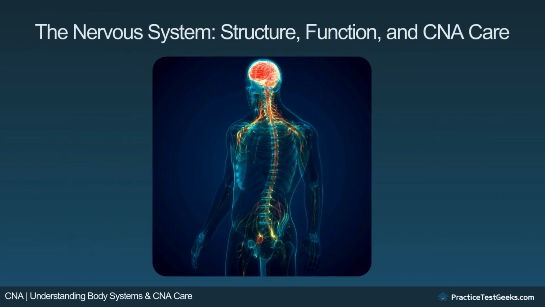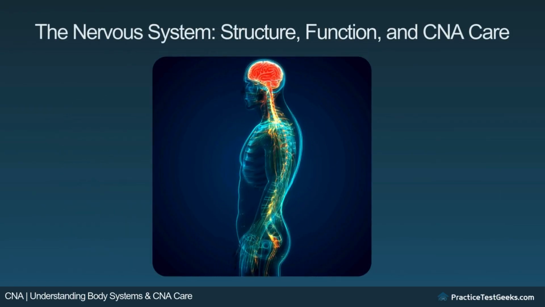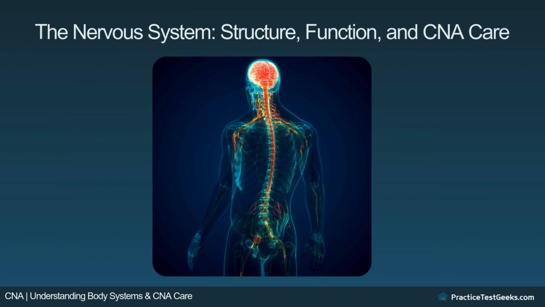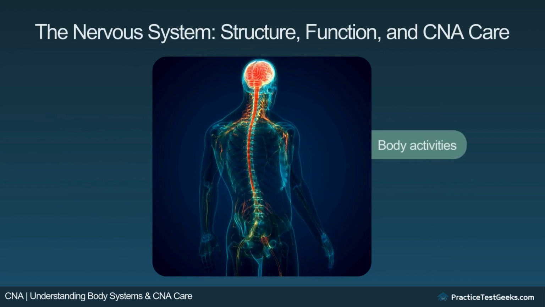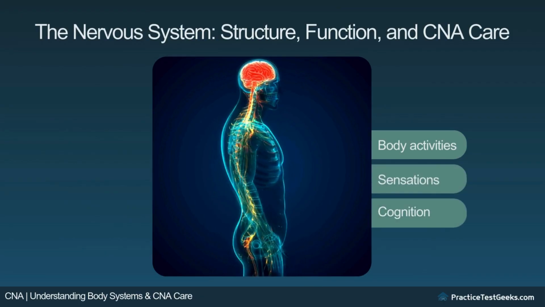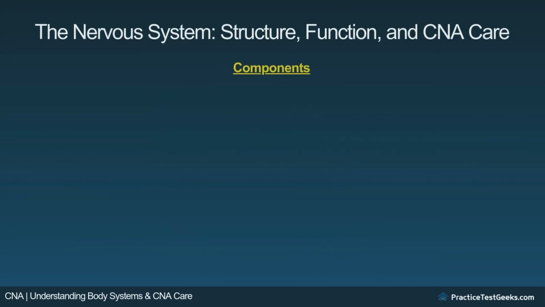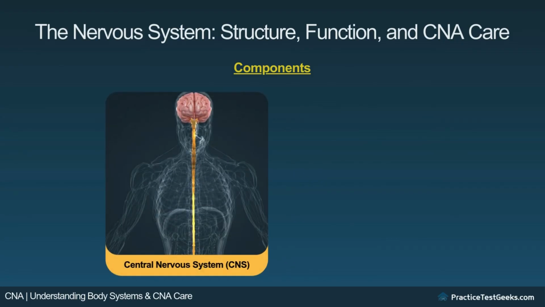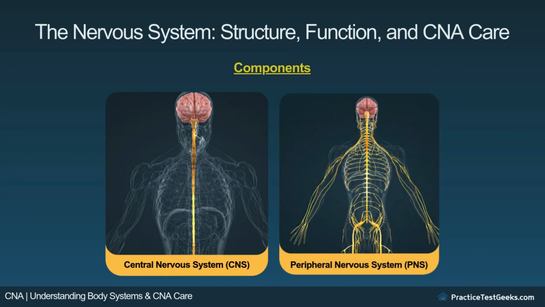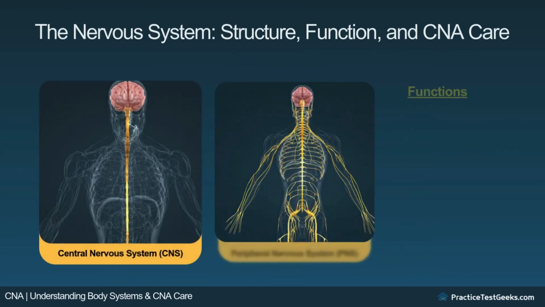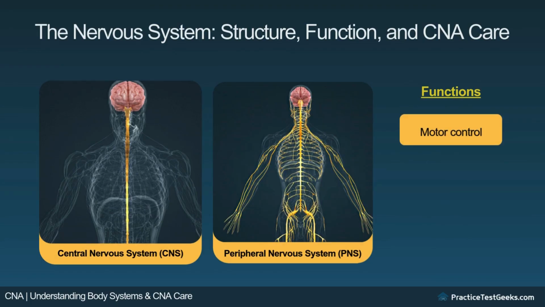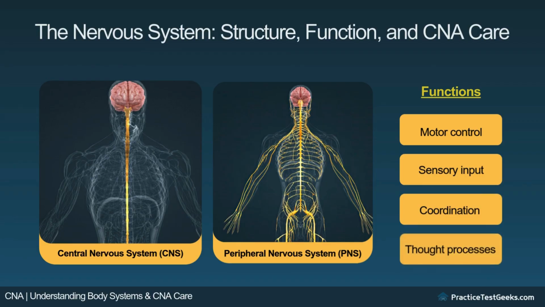The nervous system: structure, function, and CNA care. The nervous system controls body activities, sensations, and cognition. Components: central nervous system, CNS, brain and spinal cord; peripheral nervous system, PNS, nerves connecting CNS to body. Functions: motor control, sensory input, coordination, and thought processes.